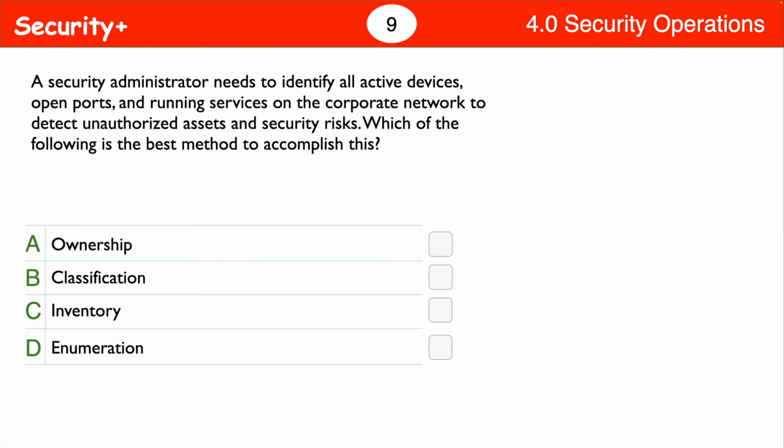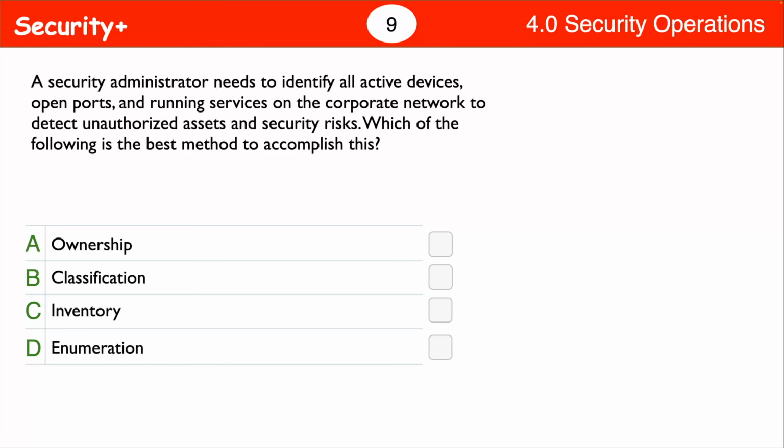Question 9. A security administrator needs to identify all active devices, open ports, and running services on the corporate network to detect unauthorized assets and security risks. Which of the following is the best method to accomplish this? A, ownership, B, classification, C, inventory, or D, enumeration.